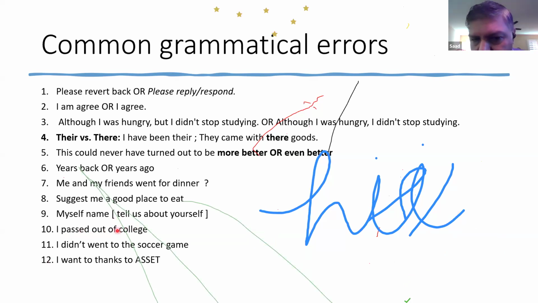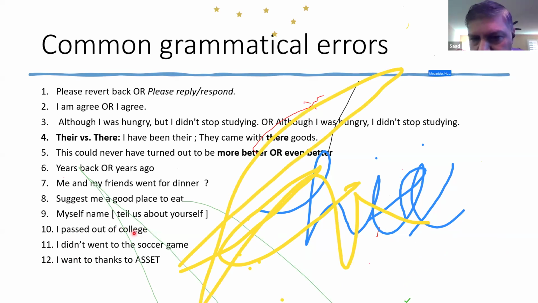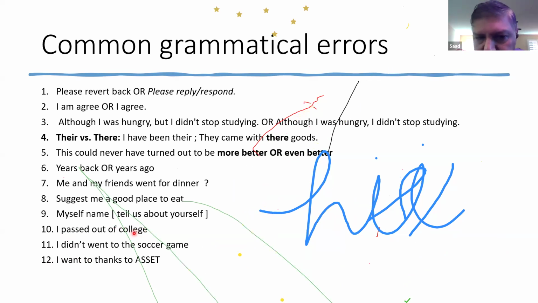You say, I graduated from college. It's not out from or out of. That's not the error. The error is here. You don't use passed here ever in this context. If somebody has fainted in medical college, then you can say this person has passed out. Passed away is a different meaning, by the way.